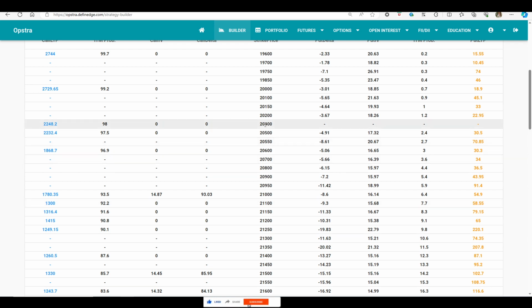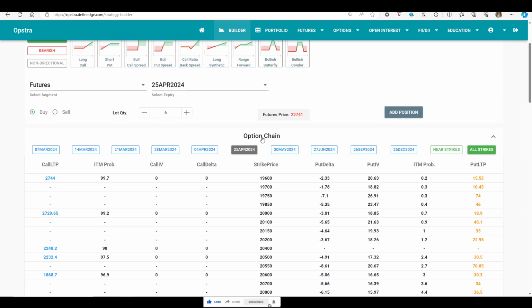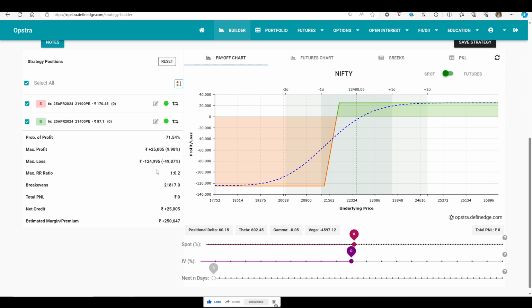We don't hold this position until the end of the expiry. Again, if the market moves, we are going to shift. Now 25,000 is the max profit. Max loss is 1,25,000, but that won't come. See, the break even point is 21,800 above. If the market closes above 21,800, we will get the profit. We will not hold until the expiry.